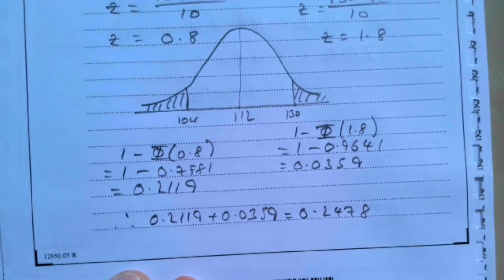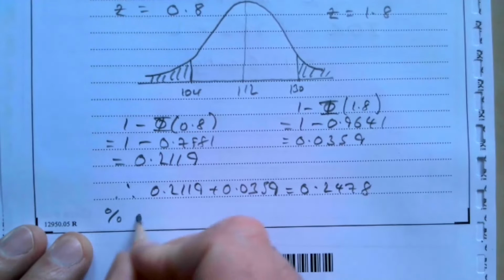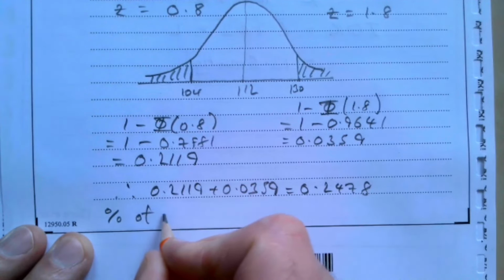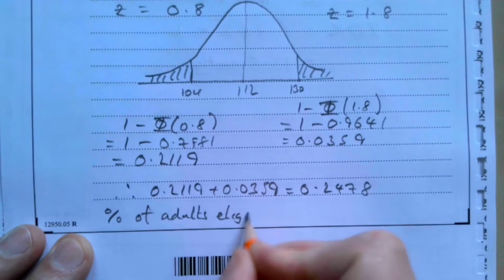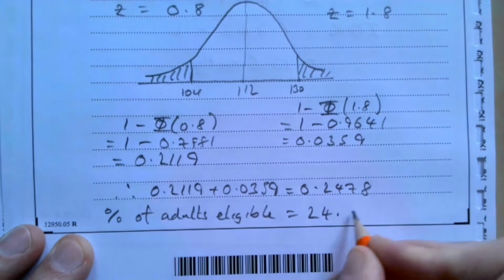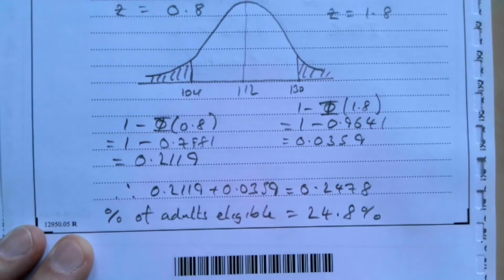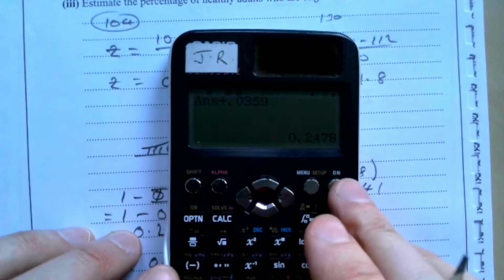Now they're giving us another page for this. We're going to try and fit in the bottom. So therefore, the percentage eligible is going to be 24.8%.